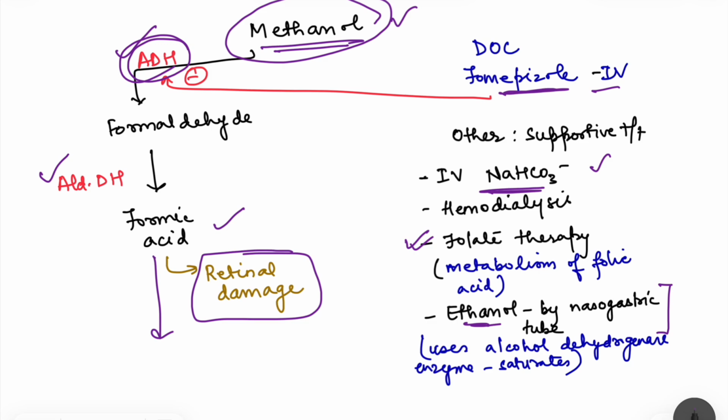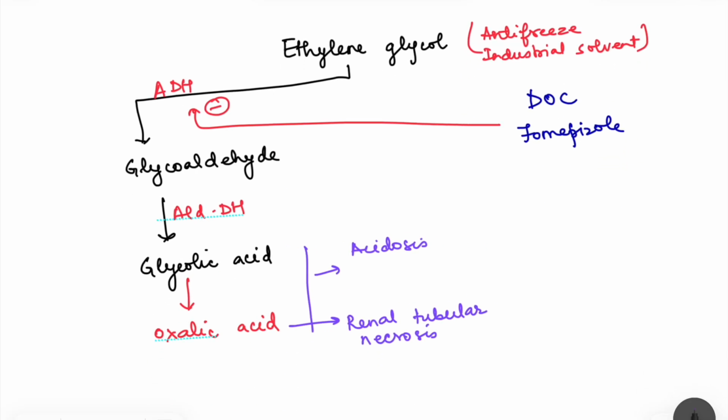So that is methanol. Last one is ethylene glycol. Ethylene glycol, as I told you, is an industrial solvent, and this can be consumed by people accidentally. So this ethylene glycol, like the other two alcohols, is converted by alcohol dehydrogenase to glycoaldehyde, which is converted by aldehyde dehydrogenase to glycolic acid, and which further is converted to oxalic acid. So we have various features of this poisoning, that is, there will be history of consumption of industrial solvent, there will be decrease in blood pH, acidosis will be there, and oxalic acid will lead to development of kidney stones, and it will also lead to renal tubular necrosis.